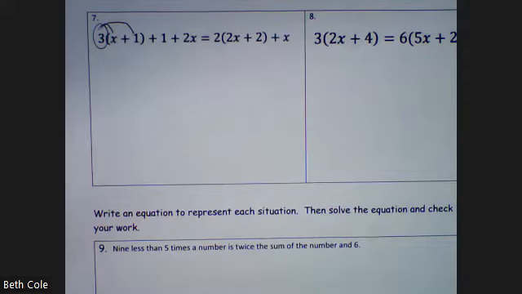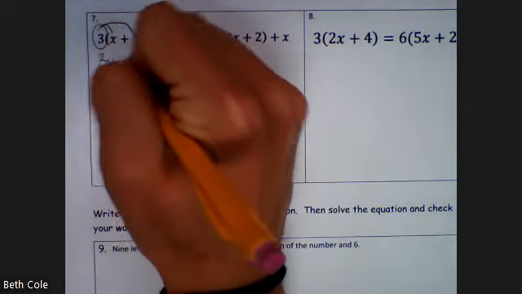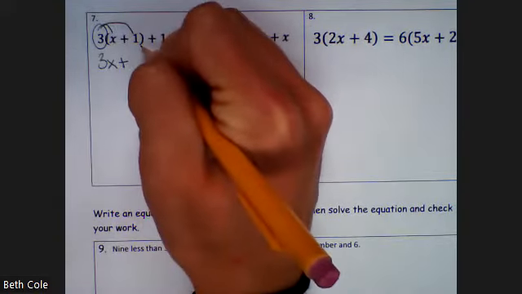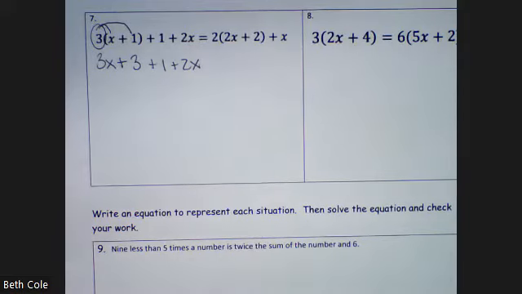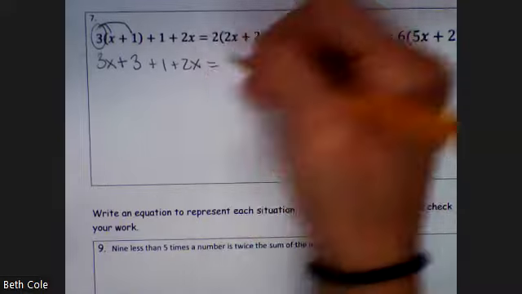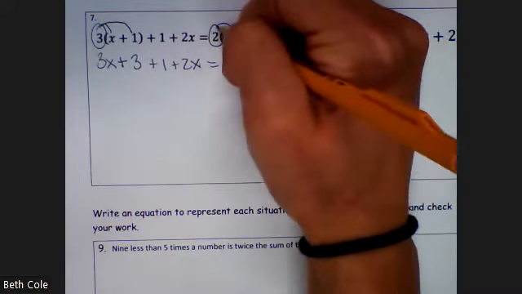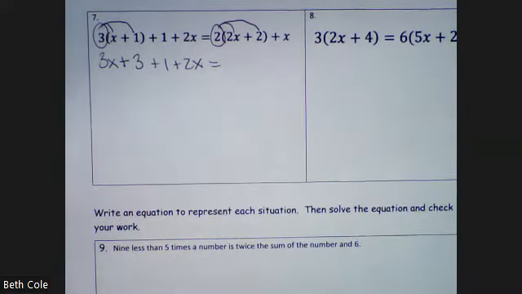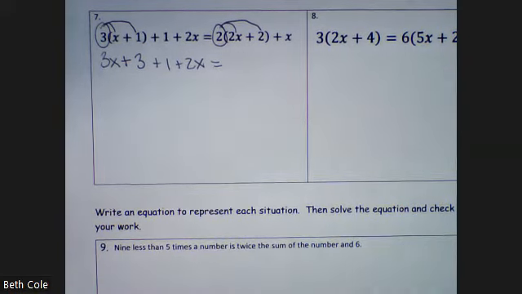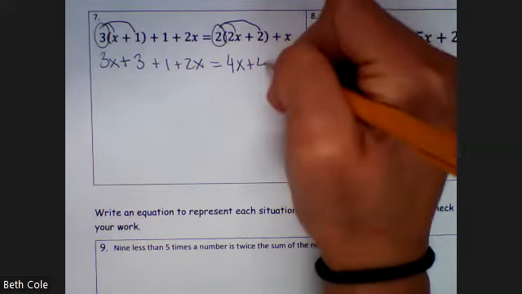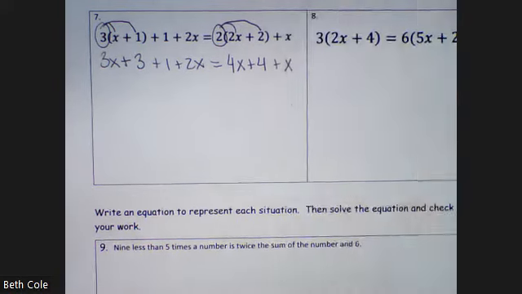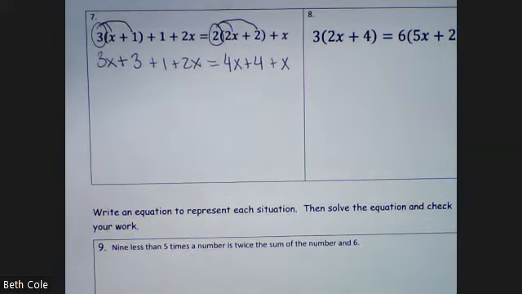All right, so distribute the 3. That will give us 3x plus, not 1, 3. Good. Plus 1 plus 2x. That stuff's kind of just there. You just have to write it. Equals. All right, here I'm going to distribute the 2. Wow, there's a ton of 2's in this problem. If you multiply the 2, what are you going to get? 4x, good, plus 4. And then plus x is kind of just there.